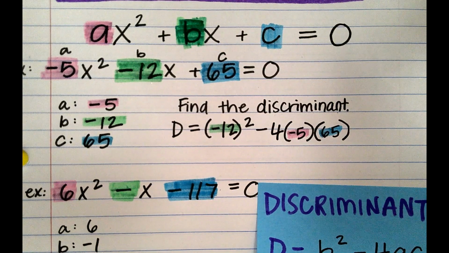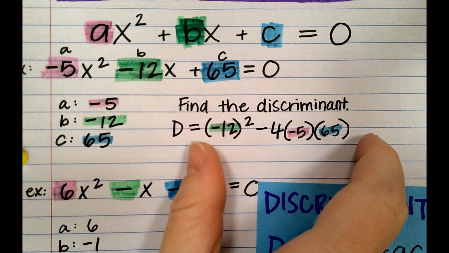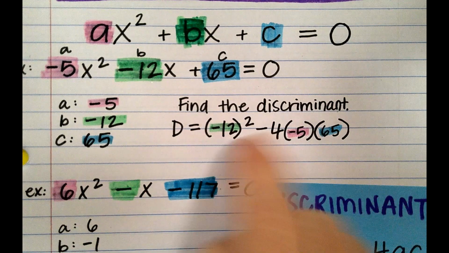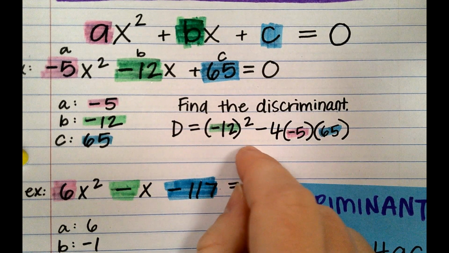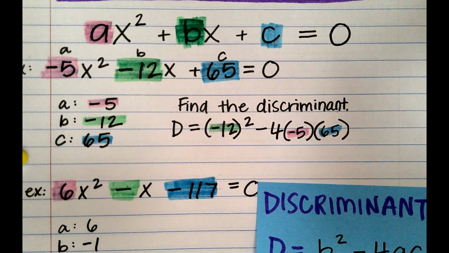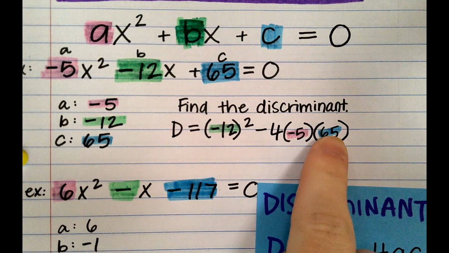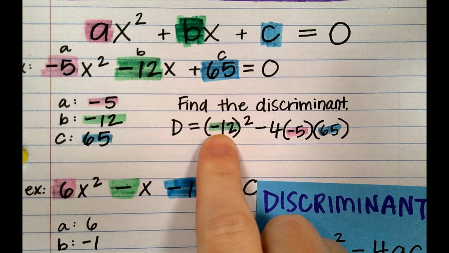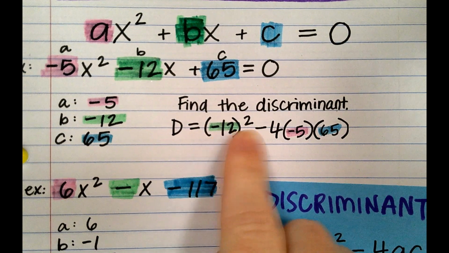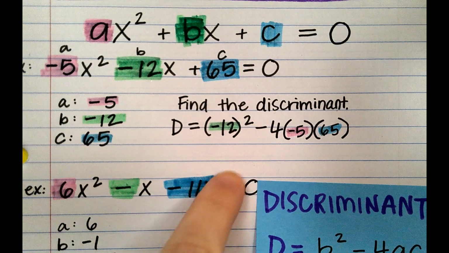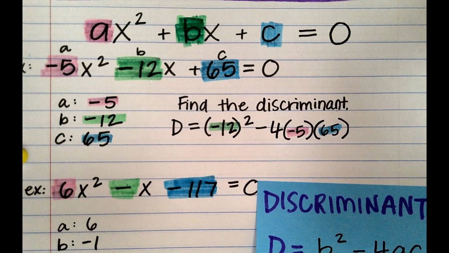So once you have everything plugged into your discriminant formula, what's nice about the way the formula is laid out is we can basically solve this from left to right. The order of operations tells us first we do any operations in parentheses. These parentheses don't have operations in them, right? They're just separating our numbers. So the next thing we look at is exponents, and there's an exponent right here. So I have negative 12 squared.